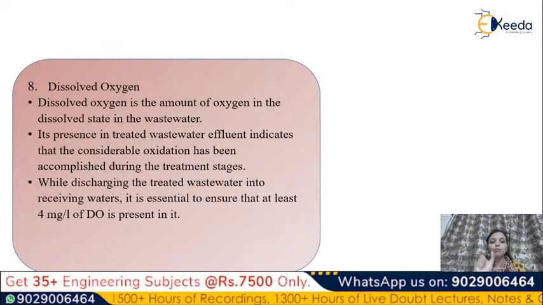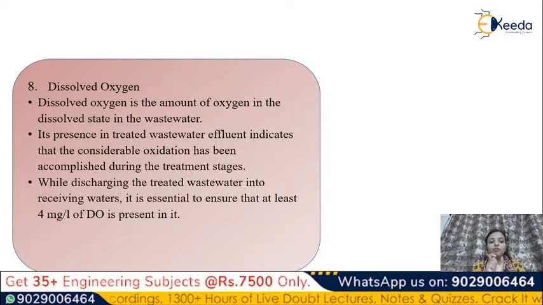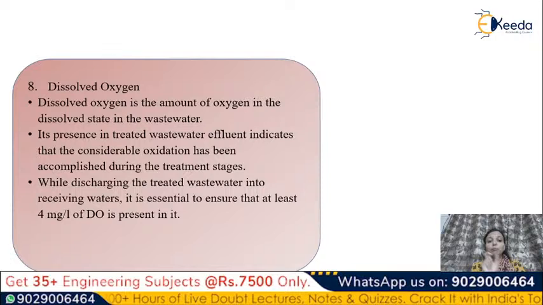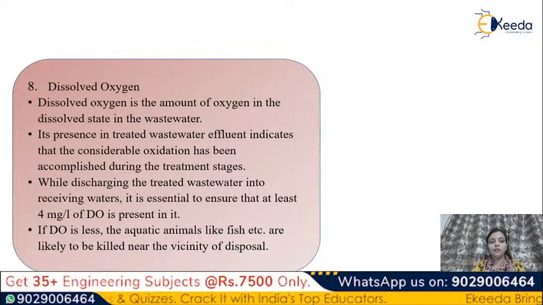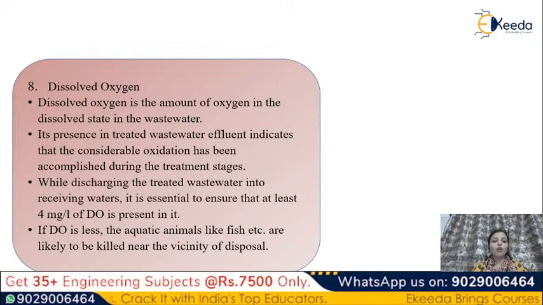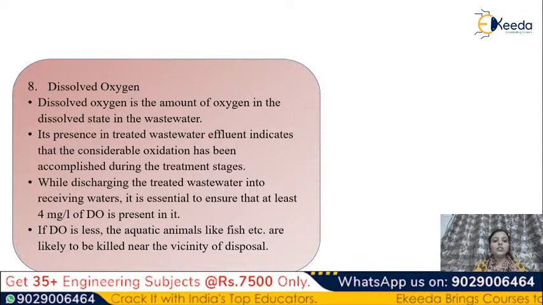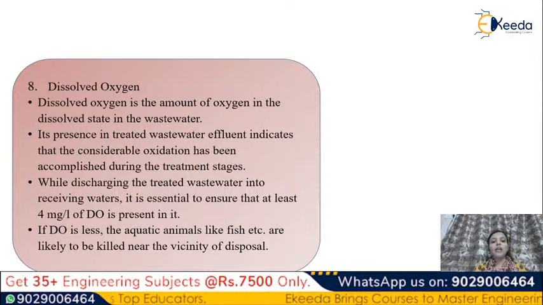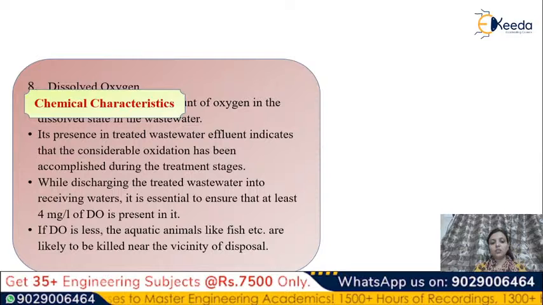So, again, from an exam point of view, that question is frequently asked. What is the permissible limit of dissolved oxygen when we are discharging the treated water into the river? Your answer is 4 mg per liter. If dissolved oxygen is less than 4 mg per liter, the aquatic animals like fish, etc., are likely to be killed near the vicinity of disposal. So, for the survival of aquatic life, the value is important.